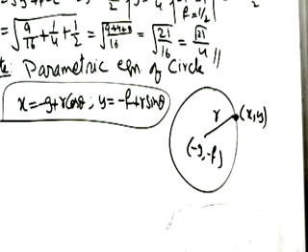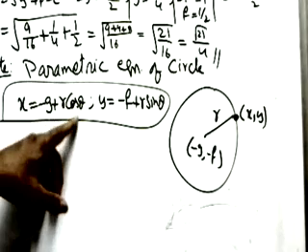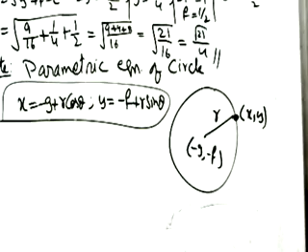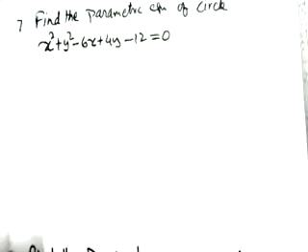This is the formula for the parametric equation of a circle. What is the parametric equation of a circle? x equals minus g plus r cos theta, y equals minus f plus r sin theta. This is the parametric equation of the circle. That is a point on the circle. Now see the next question.